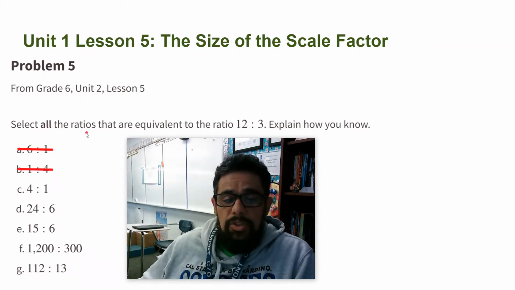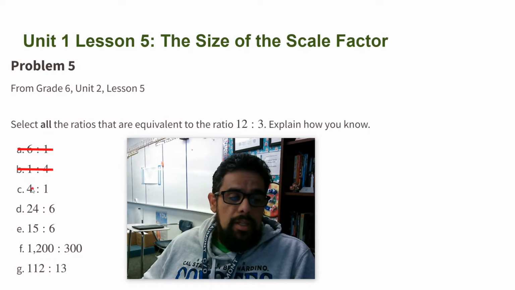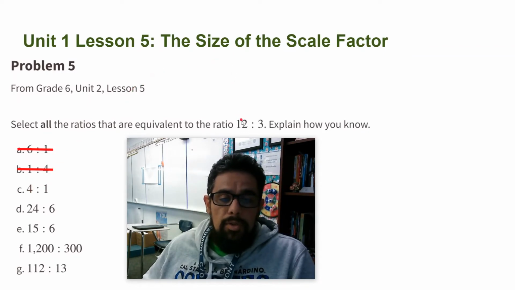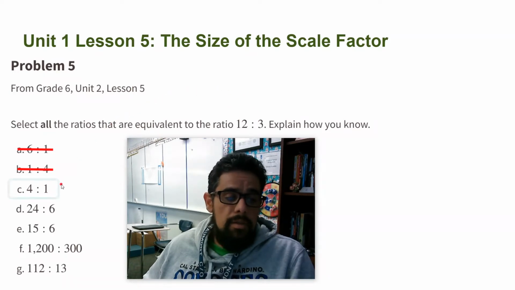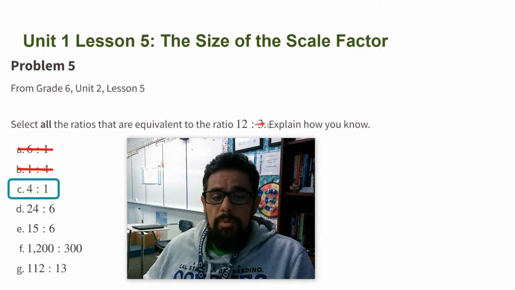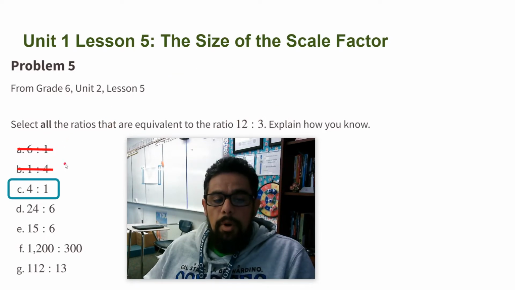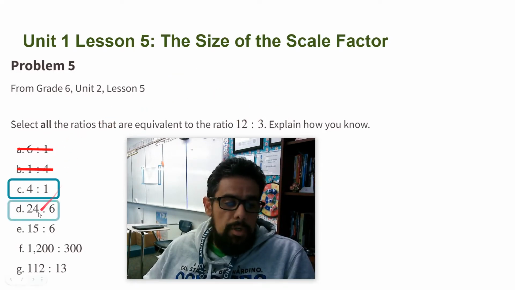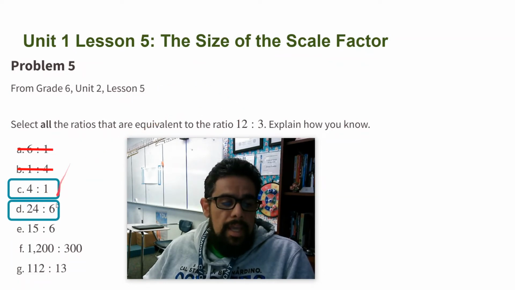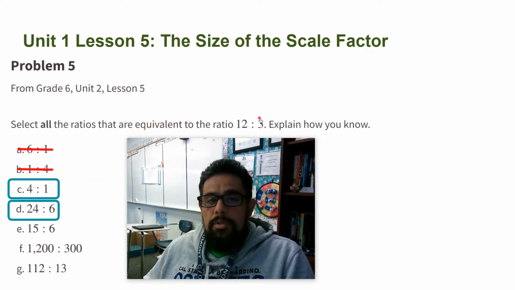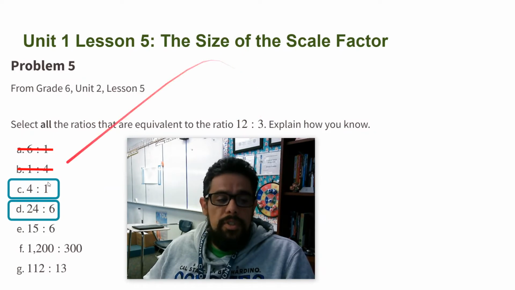Part C, notice the difference here. The order is correct. Now I'm going to do 12 divided by 3 is 4, and 3 divided by 3 is 1. So this one does work. I divided both numbers by 3, and I got this ratio. Part D, this one will also work. Notice the numbers. 24 is 12 times 2, and 6 is 3 times 2. So I'm multiplying both numbers by 2 to get this ratio.